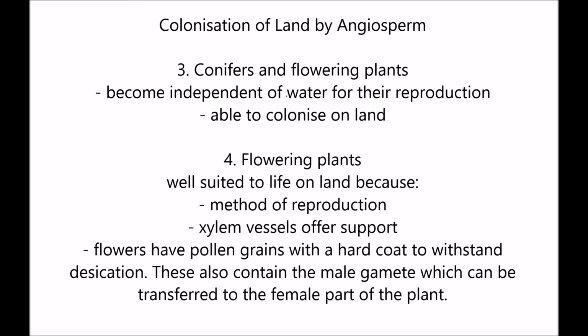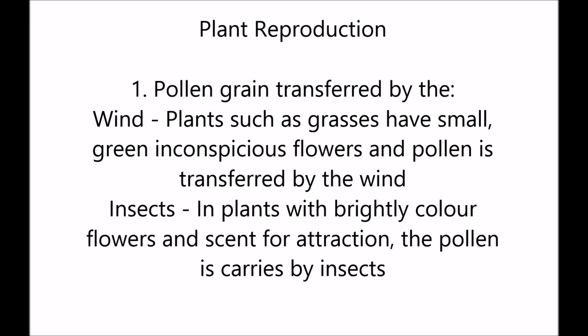Number 4, flowering plants. There are more than 300,000 species. They are well suited to life on land because of the method of reproduction. They have efficient water-carrying xylem vessels. Xylem vessels offer support, and flowers have pollen grains which have a hard coat to withstand desiccation. The pollen grains contain the male gametes, which can be transferred to the female part of the plant.